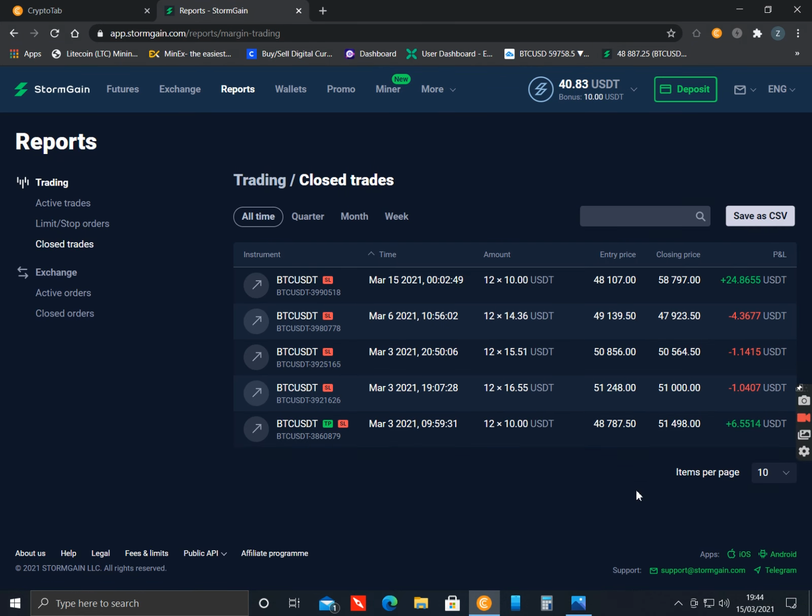So this was my first trade that I placed with my first $10. I threw it all in at leverage of 12, and that's the entry price I got in at. The price went from 48.7 to 51.4, and that was when it took profit.